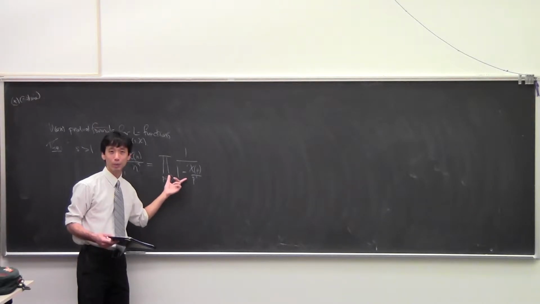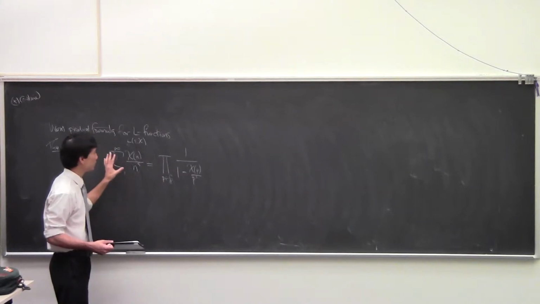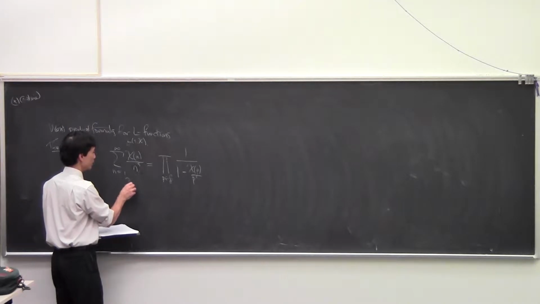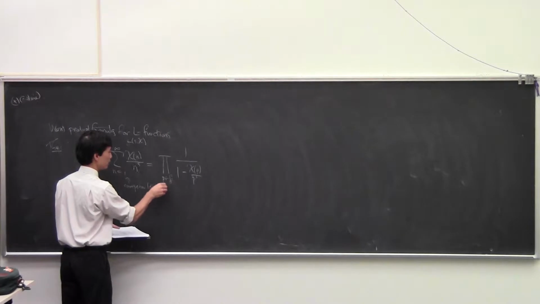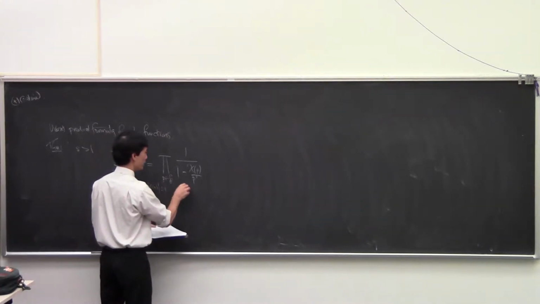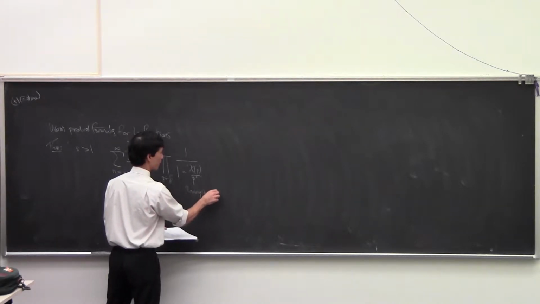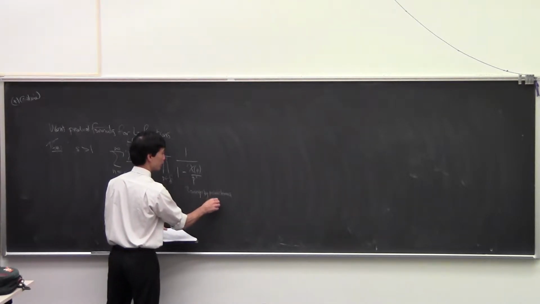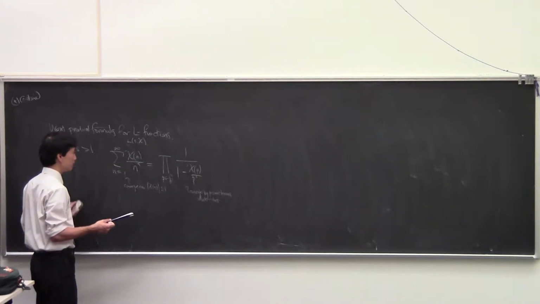Is that all right to everybody? Do I need to write it out? So this converges since the absolute value is smaller than 1, and this thing converges by the previous lemma, the infinite product.